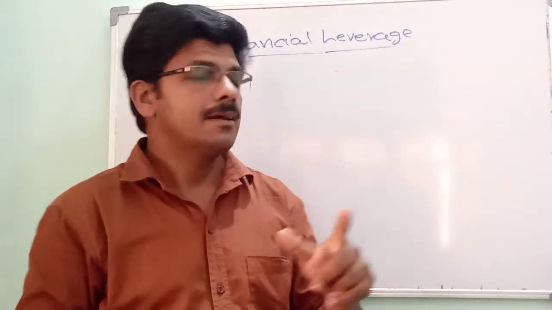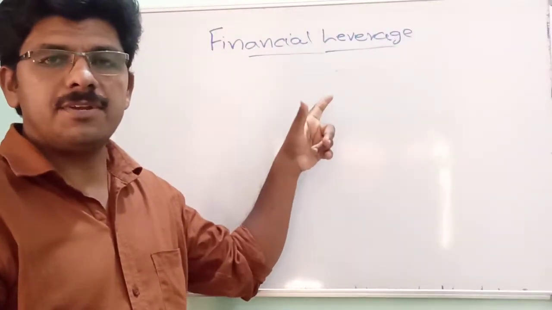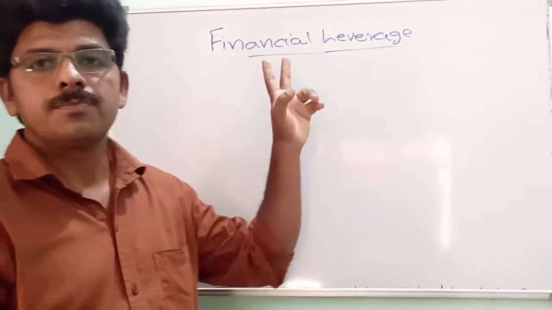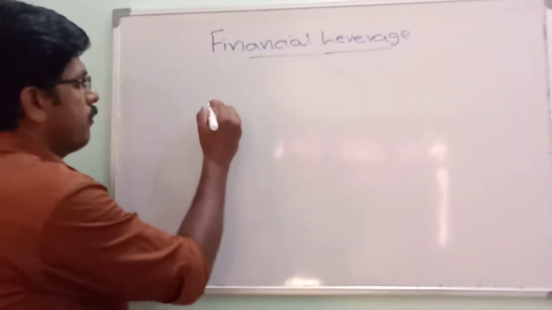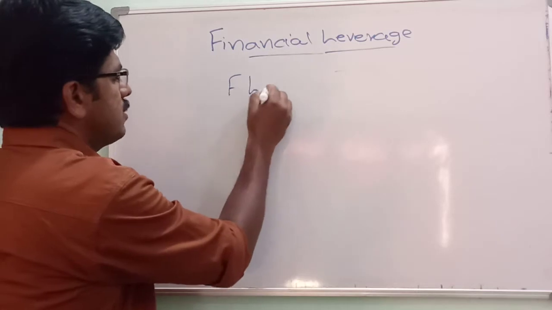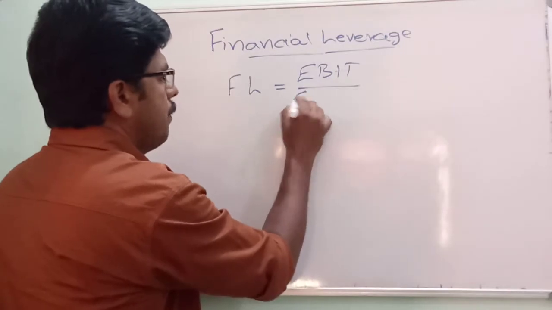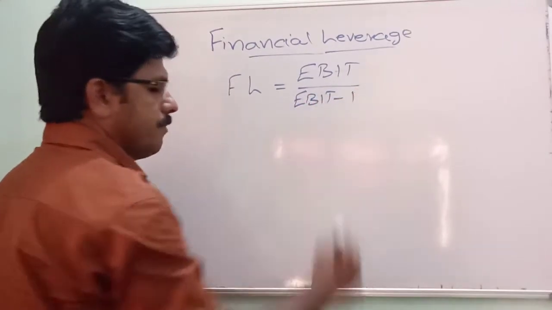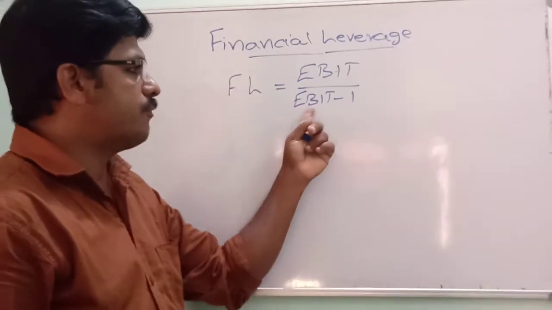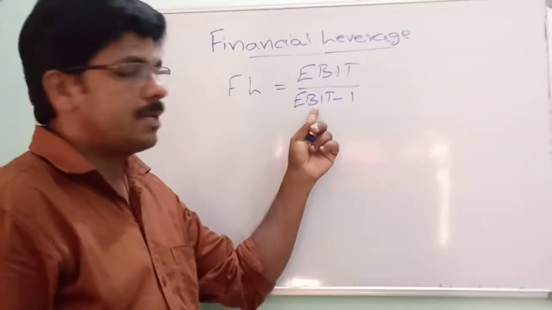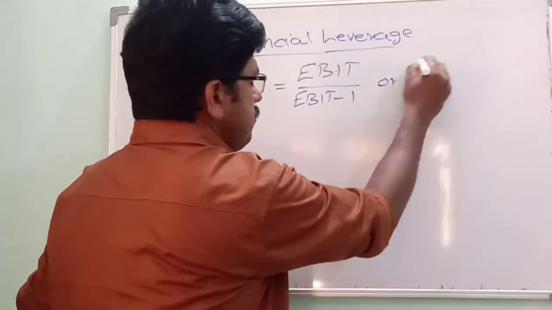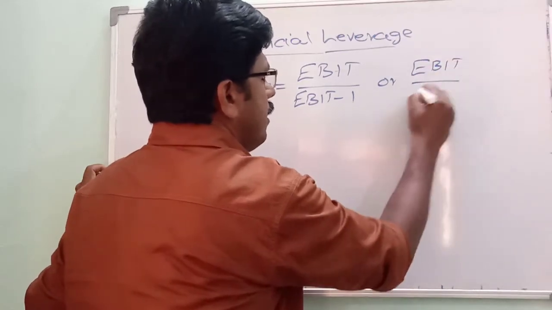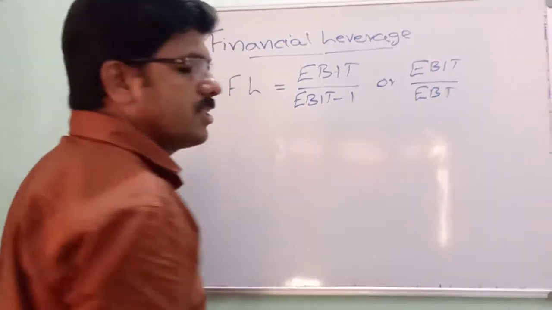So, for that purpose, earnings before interest and tax and earnings before tax, these two items are taken into account. Financial leverage can be measured with the help of a formula. Financial leverage FL is equal to EBIT divided by EBIT minus I. That means after deducting interest from EBIT, what is left there? EBT. So this EBIT is divided by EBT. This is called financial leverage.